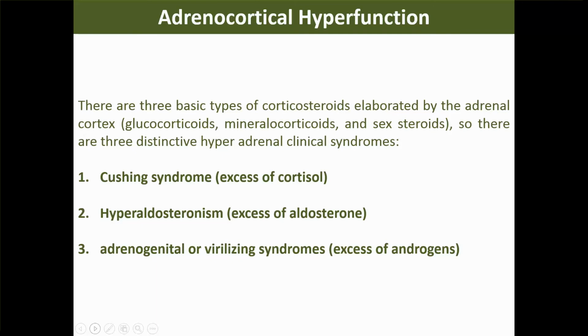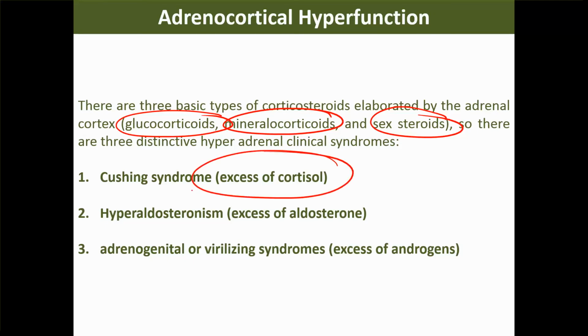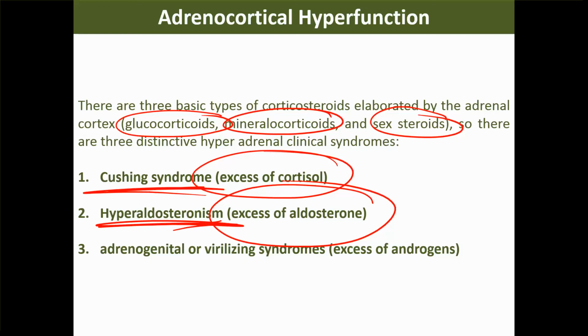Now let's go to adrenocortical hyperfunction. There are three basic types of corticosteroids elaborated by the adrenal gland: glucocorticoids, mineralocorticoids, and sex steroids. If there is excessive cortisol, it is called Cushing syndrome. If there is excessive aldosterone, it is called hyperaldosteronism. If there is excessive androgen, that will end up with virilizing syndrome, adrenogenital syndrome.